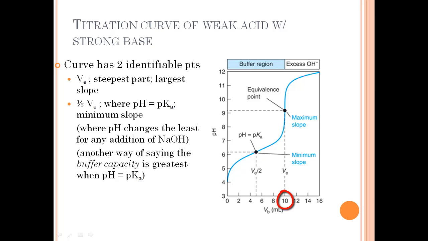At that half is when your pH is equal to your pKa. That is the area with the minimum slope. It's basically where the pH does not change that much when you add strong base. And another way of saying that is that's your buffer capacity. Remember, we learned about buffer capacity. This is a very useful graph, and you got to make sure that you understand how to read these graphs and that you know how to define the certain parts of the graph.